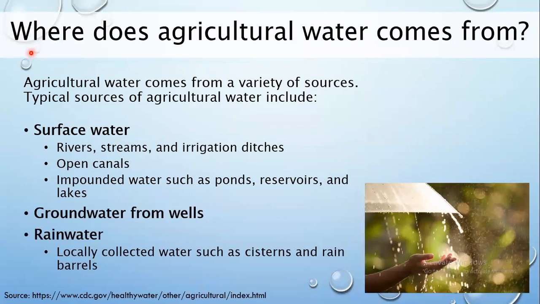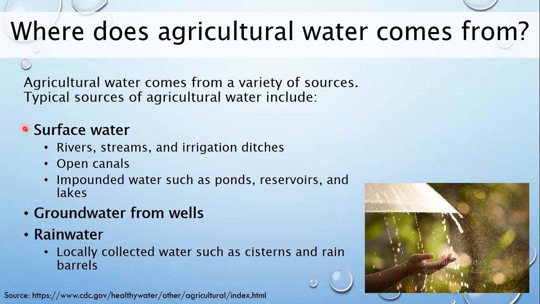So where does agricultural water come from? Agricultural water comes from a variety of sources, but here are the typical sources, or pinagmumulan ng ating agricultural water. First is the surface water. So when we say surface water, we are talking about the rivers, because the water is on the surface, streams, irrigation ditches, open canals, impounded water such as ponds, reservoirs, and lakes. So these are some of the sources of our irrigation water.